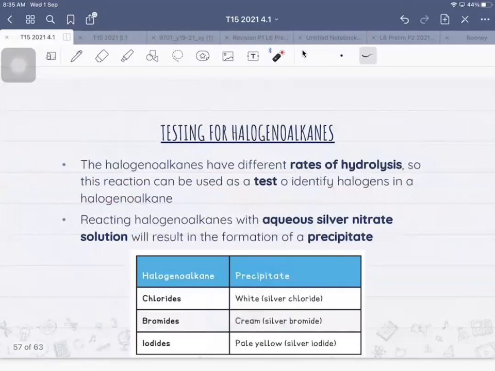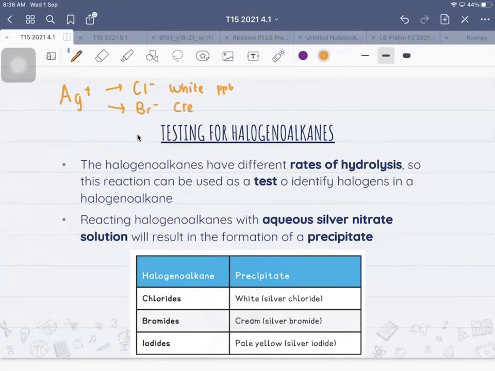Now, this brings us to an important application, which is the testing of halogenoalkanes. I don't know if you still remember this, but when you use silver ions with chloride, you will get white PPT. With bromide, you will get cream PPT. And with iodide, you will get yellow PPT.